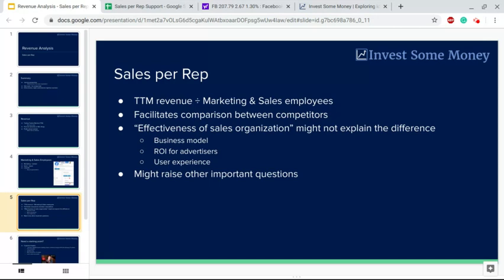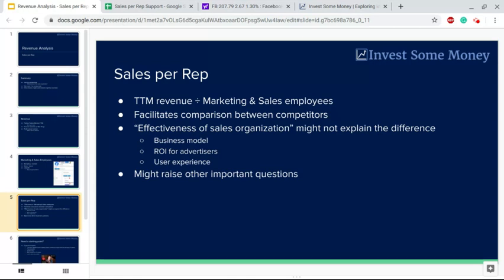So it can be more things, but it's good in a sense that you run the calculation, because while in and of itself it might not be hugely important, the sales per rep calculation might force you to ask a couple questions or dig a little deeper somewhere to get the answers. Okay, it's higher for one company than another, big deal, but why?